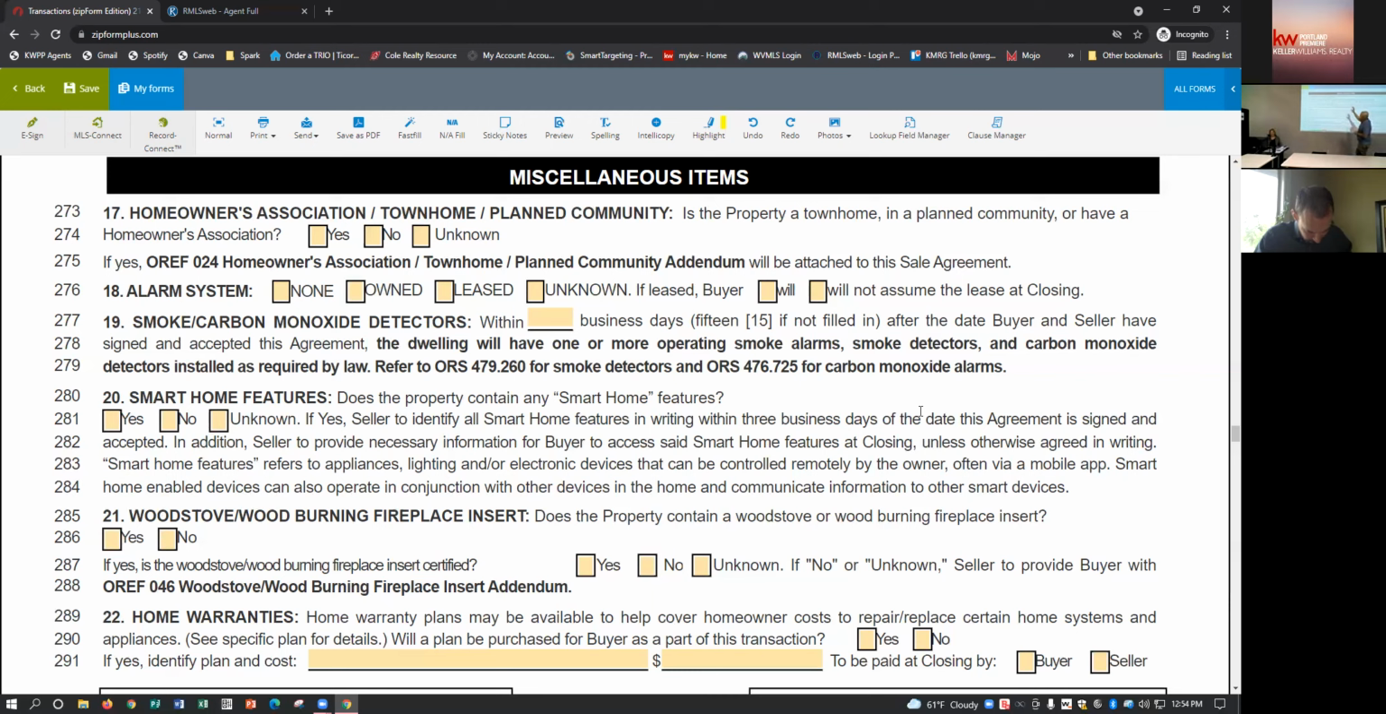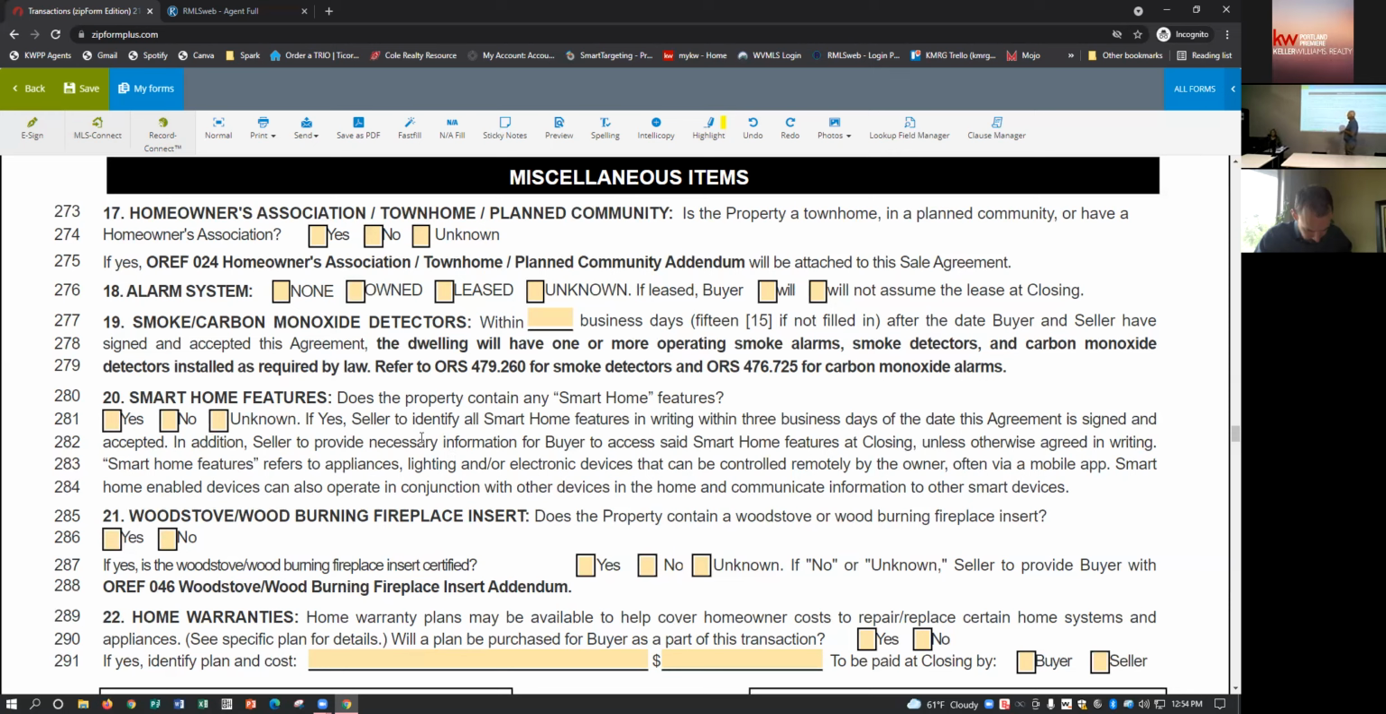Alarm system, always check unknown. Smart home features, always check unknown, just because I don't know. Unless the listing states that there are some, and even then I might say it. I just don't even know. There's no bad reason to say I don't know. There's no good reason to say I know, right?